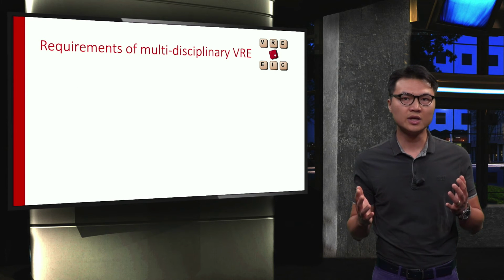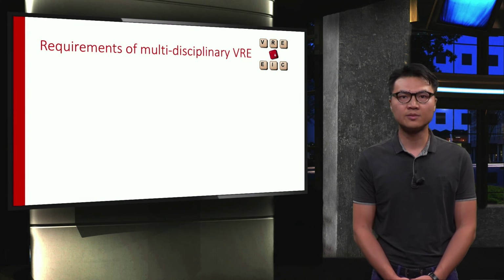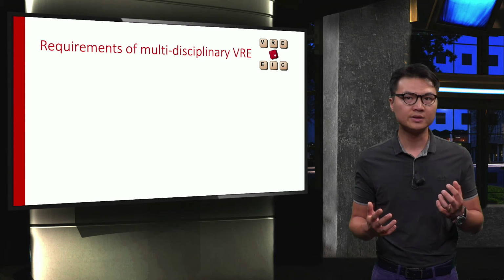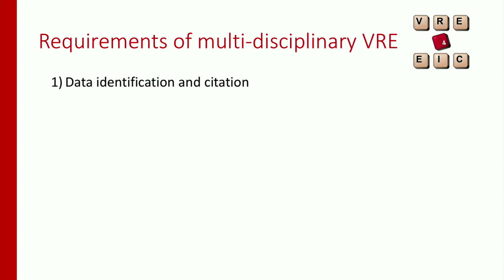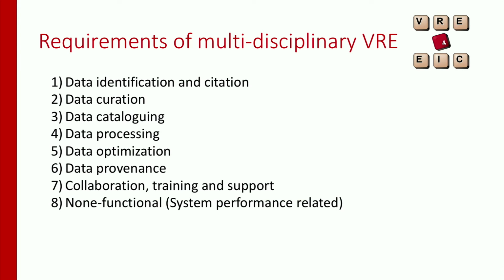After interviews with researchers, investigating the project reports, and analyzing several multidisciplinary VREs or ERIs, we have created a list of requirements for the development of multidisciplinary VRE, containing 9 categories of requirements, namely data identification and citation, data curation, data cataloging, data processing, data optimization, data provenance, collaboration, training, and support, non-functional requirements, security, privacy, trust, and legal requirements. I will explain each of them in the following slides.